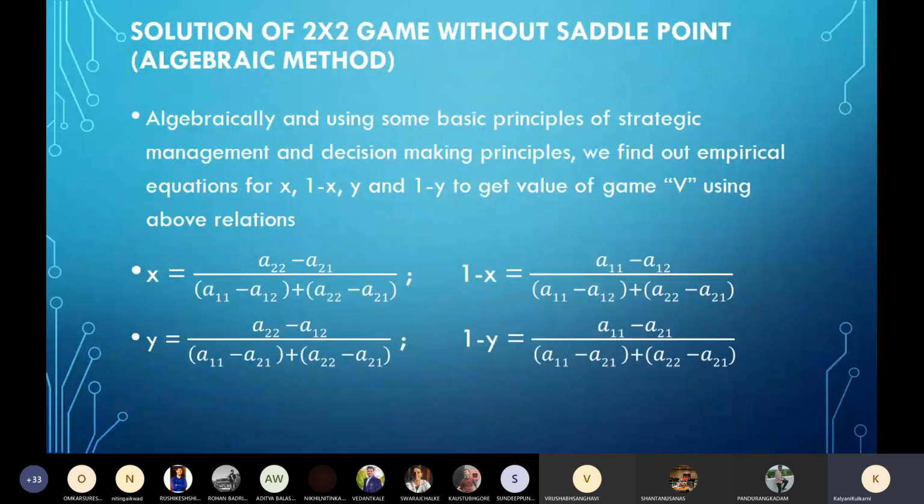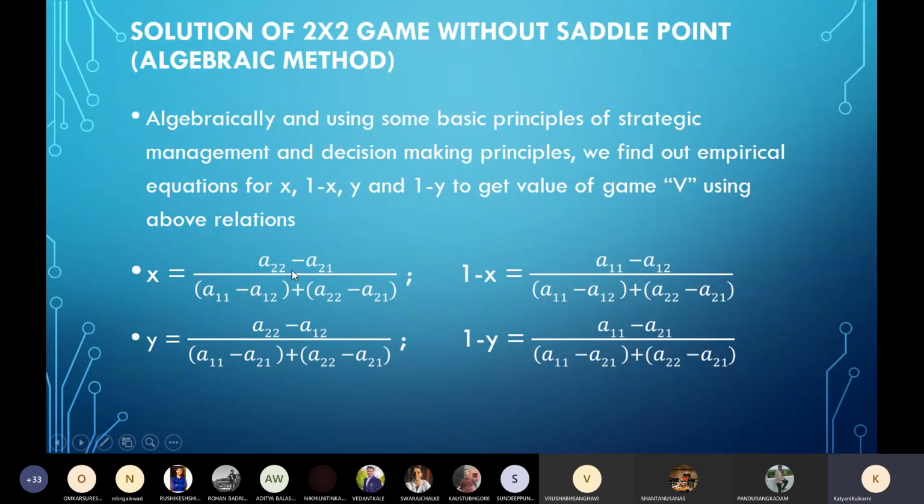Yes, ma'am. Okay. So solution, how to obtain algebraically and using some basic principles of strategic management and decision making, we find an empirical equation for x, 1 minus x, y and 1 minus y to get the value of gain using the above relations. So now there is a derivation for this, but that is not expected, so I'm not going to explain that to you right now. What you need to do is remember x and y at least. If you remember x and y, 1 minus x, 1 minus y, you can easily solve.